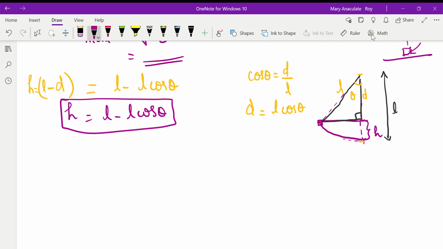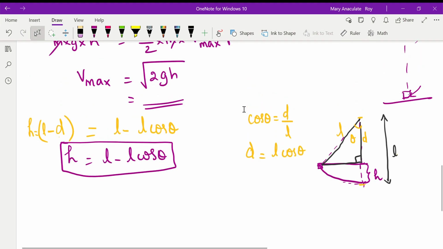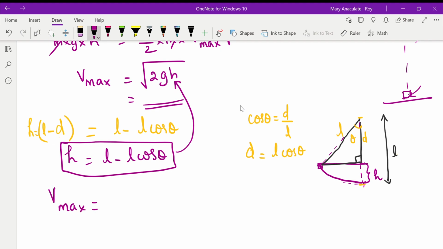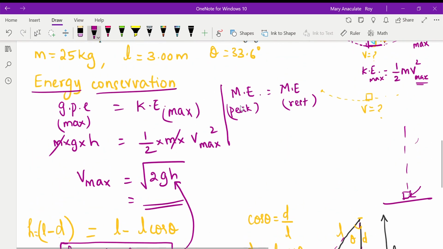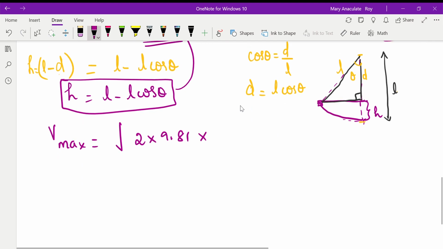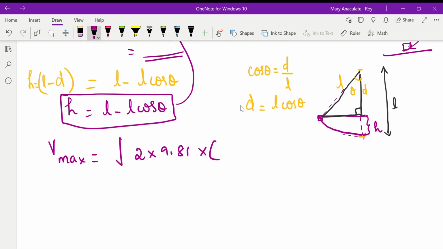Now coming back to find the Vmax, what do we need? We will use this formula here. So Vmax equals square root of 2 times 9.81 times, so L is how much? L is 3 and the angle is 33.6. So I put this in brackets because L minus L cosine theta is h. So 3 minus 3 cosine 33.6.